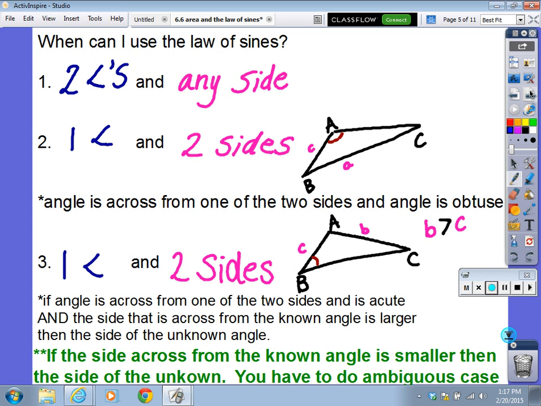First, you can use it if you're given 2 angles and any one side. So if you have 2 angles and a side, you can use the law of sines. That's the first way. Second, if you're given 1 angle and 2 sides, where the angle that you're given is across from one of the 2 sides, and if the angle is obtuse. For example, I drew this triangle to give you an example. If we were given this angle A, and across from it we were given a side, and then we were given one other side, see how angle A is obtuse, meaning greater than 90 degrees?